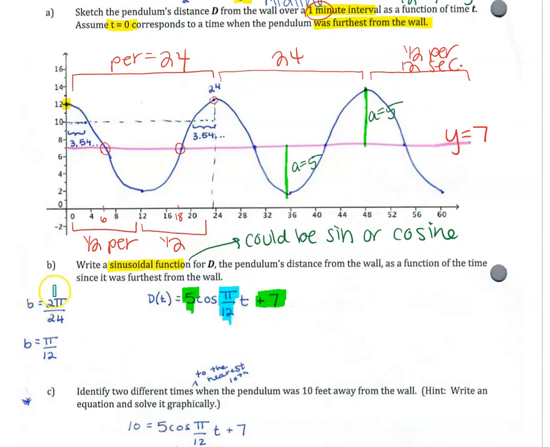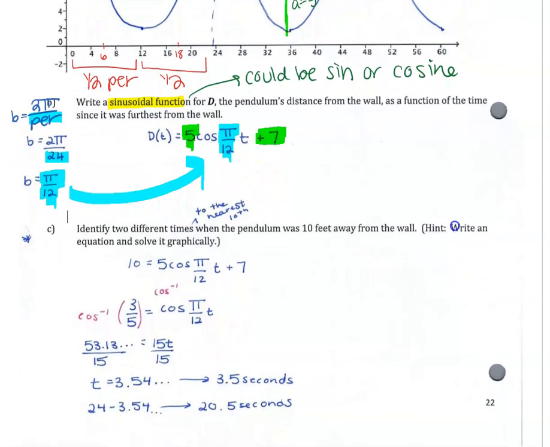Now, we know frequency, I'll add this over here, is equal to 2 pi divided by the period. I know it takes 24 seconds for this whole cycle to happen. So if I'm doing 2 pi divided by 24 and I reduce that, that reduces to pi over 12, which is where you're getting it in this equation over here. And this is a perfect sinusoidal function model for our scenario.